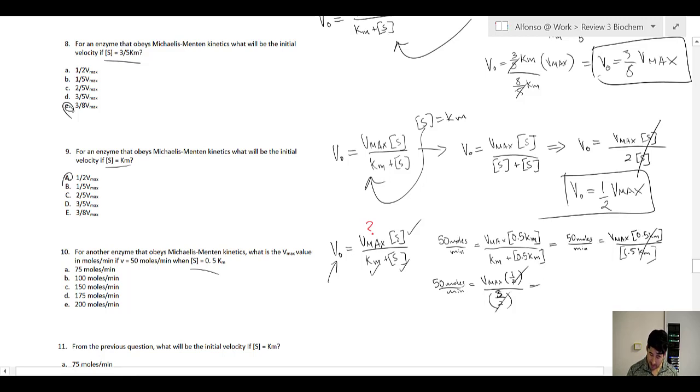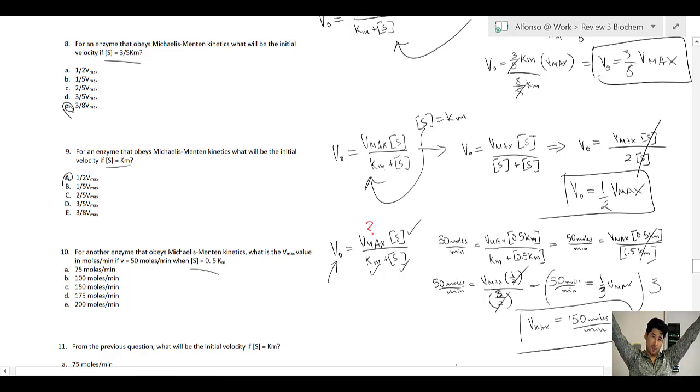All right, so then the 2's cancel out, and then you have 50 moles per minute is equal to 1/3 of the Vmax. And so then, since we want Vmax, we must isolate it, and that means multiplying both sides of this algebraic expression by 3. So Vmax is equal to 150 moles per minute. It's one of the answer choices. So it's the right answer. I promise. Yes. Okay.